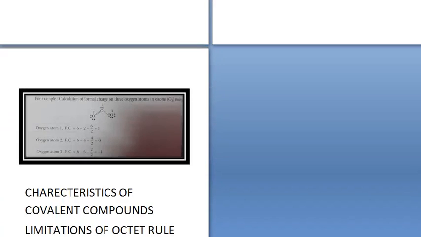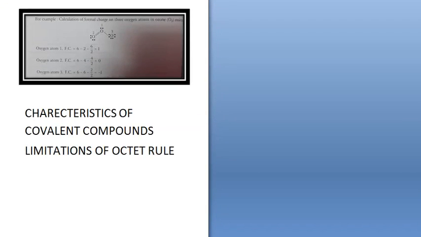Suppose you take the example of calculation of formal charge on the 3 oxygen atoms in ozone. Now you see, ozone has 3 oxygen atoms, but 2 oxygen are linked by a double bond and 2 are linked by a single bond. Now in this case, we have numbered the oxygen atoms 1, 2 and 3.